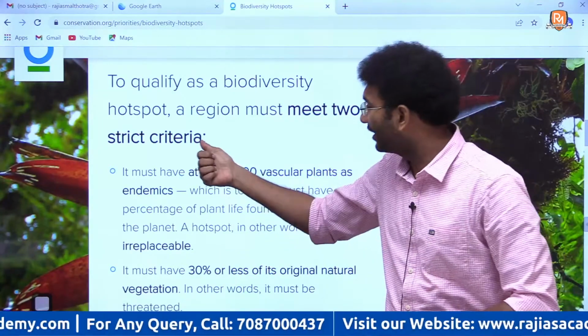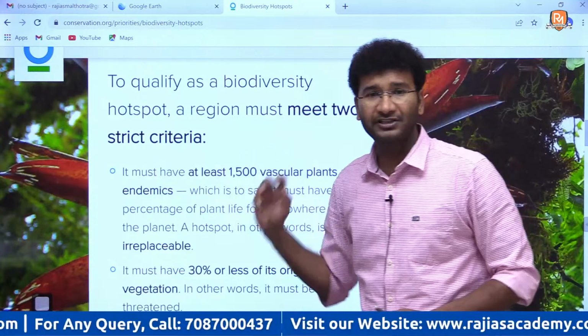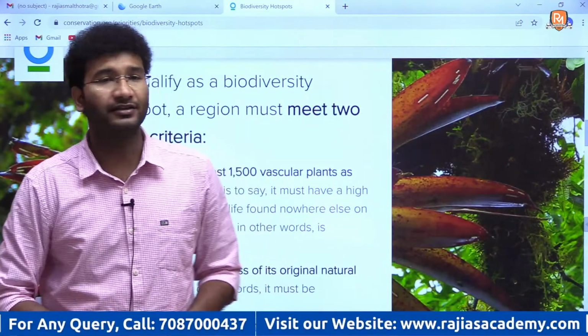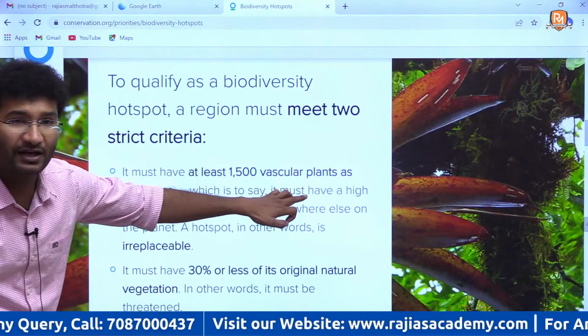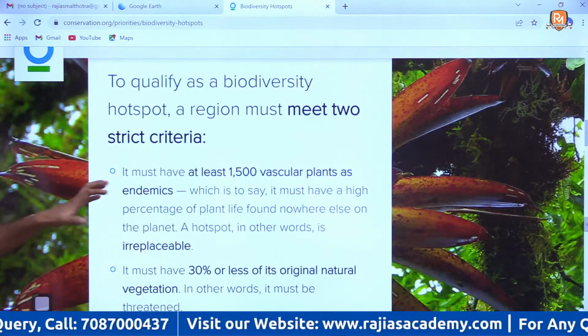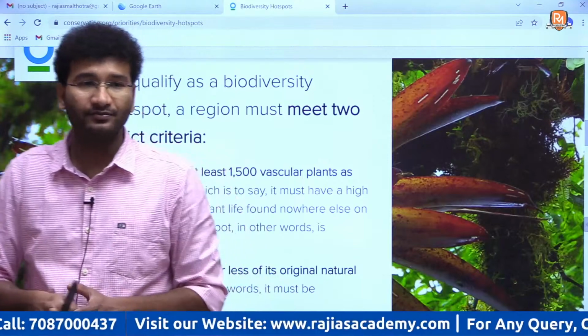Now, it nowhere mentions that it is endangered or it is on a population basis. It clearly mentions that the number of species, it must have at least 1500 vascular plants as endemic. Endemic means it is particular to this area. I hope you got it, Kriti, right?